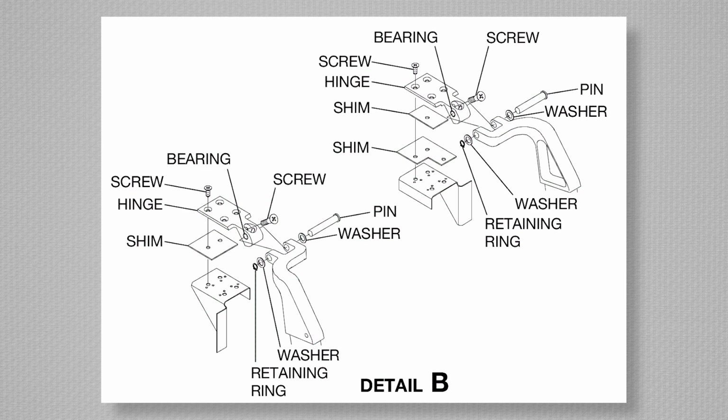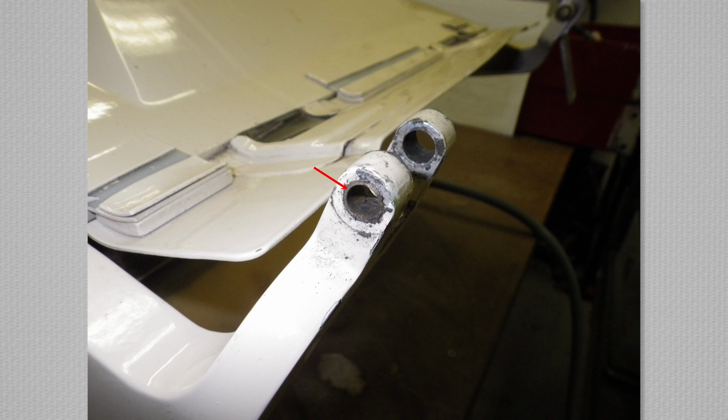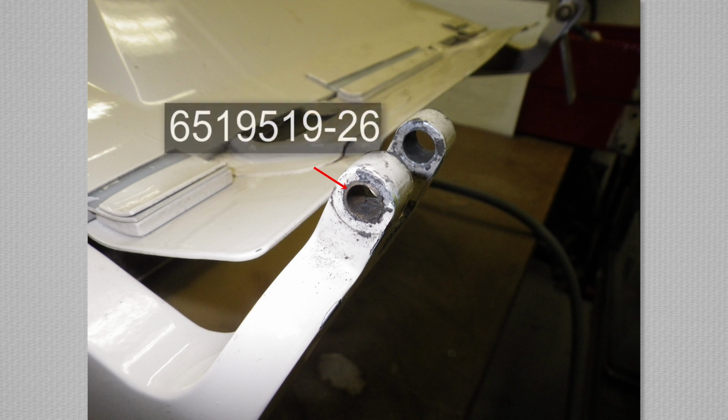Review your step configuration and determine where bearings are present. Most aircraft will have a bearing present in the fuselage side fitting and the upper step fitting. Inspect the bearings on both the step fittings and the fittings on the fuselage threshold to determine what bearings may be elongated. Replace the 6519519-26 bearing in the composite step side fitting as required with a suitable press.